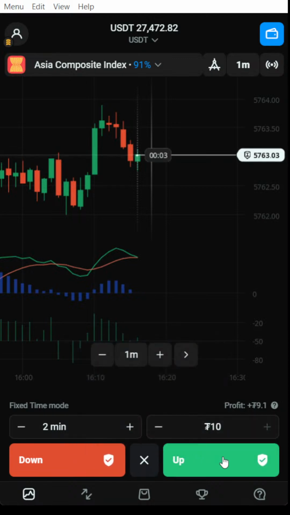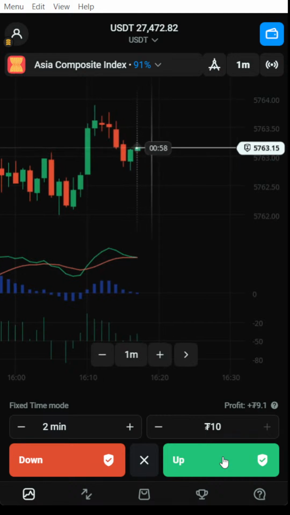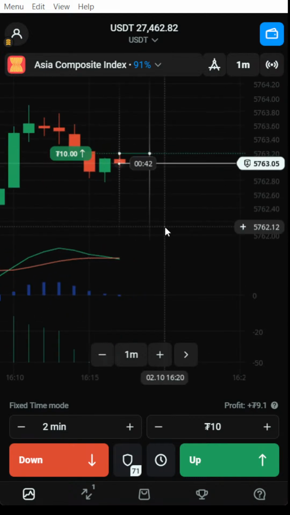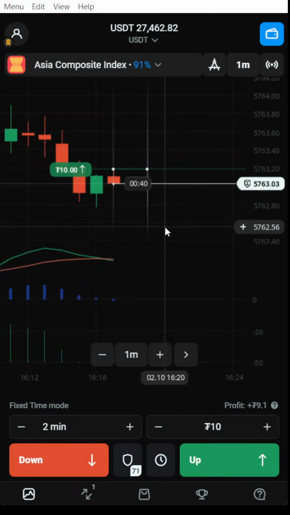MACD, moving average convergence divergence. This is a trend following momentum oscillator. What is the meaning of trend following momentum oscillator? MACD is actually providing you the signal that the trend is going up or the trend is going down, and when we can open the trade, how to do it. So all these things. This is actually showing you the relationship between two moving averages of the security price.